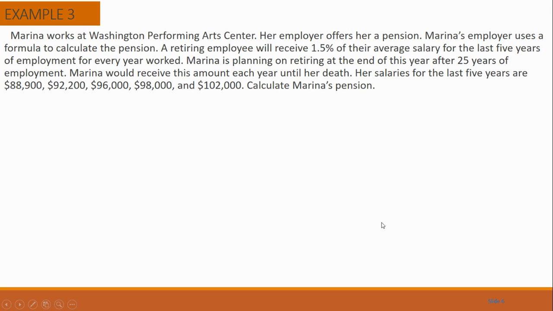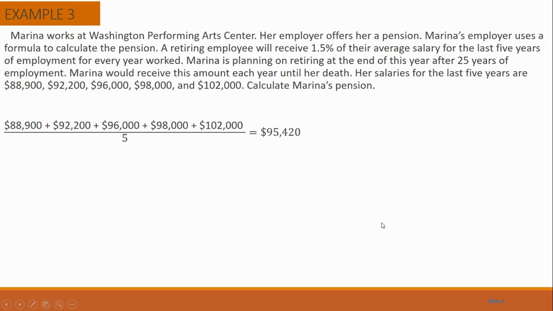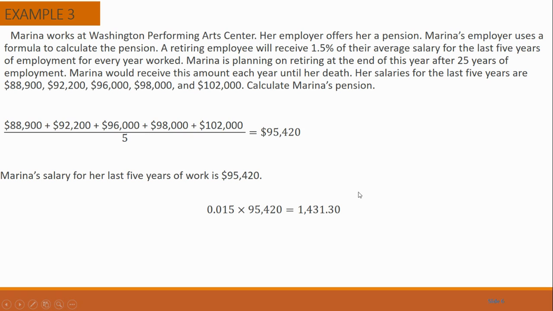You guys, this is actually what they do. They take your 5 highest paying years, like as a teacher. That's what they're going to do to determine my actual retirement. So we're going to add up all of her salary values and divide by 5, and that leaves us with $95,420. So this is Marina's salary for the last 5 years of work, averaging out to $95,420.